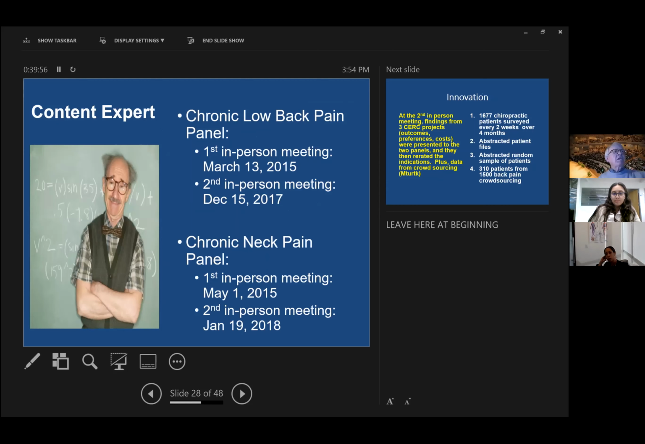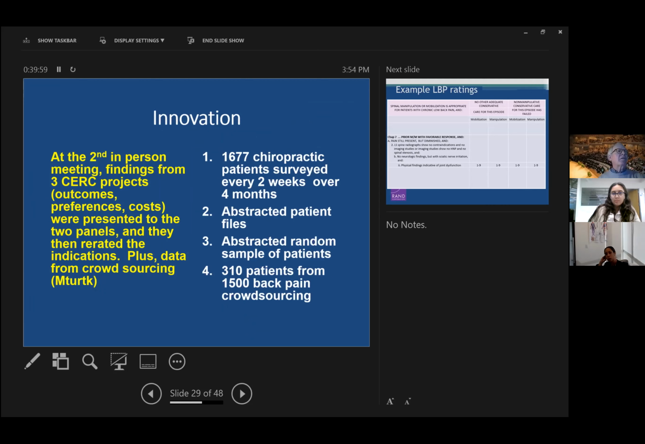And at the second, as I said, this is what we gave them, the data from those other projects I told you. And on the right just tells you how much data we had. We actually had like 2,000 patients, but we had data on 1,677 good ones, if you like, that we tracked every 2 months using mainly PROMIS measures, as Ron was one of the ones who developed them, and measuring outcome. We had their patient files. We also did a sample of patients.